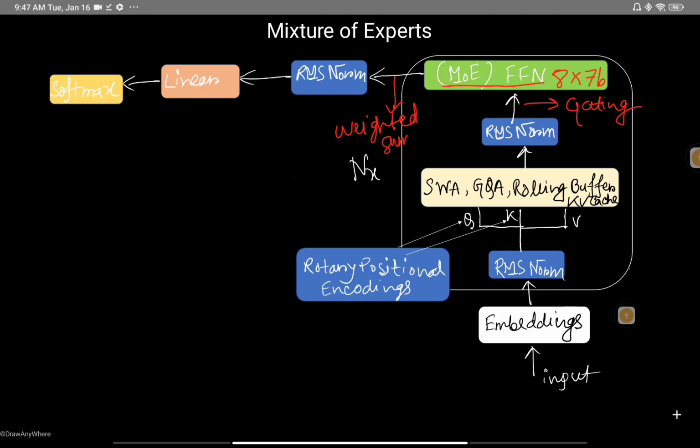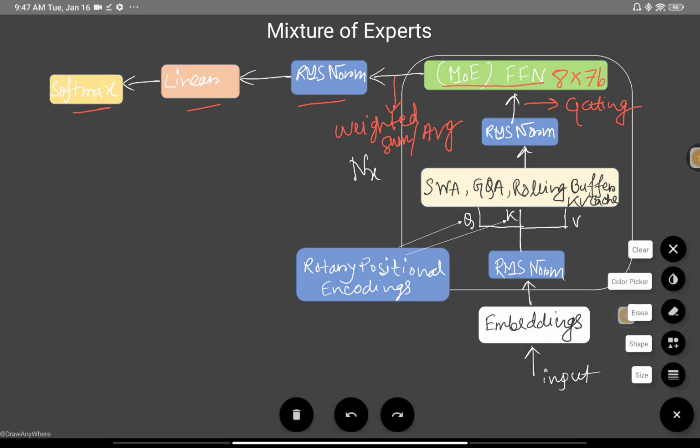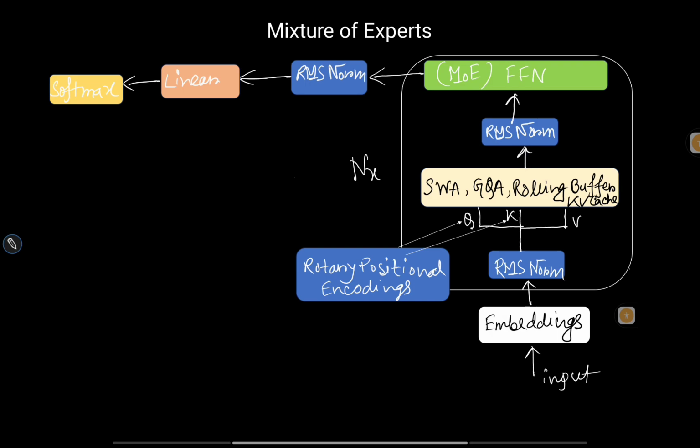This is actually a weighted sum or average, and then we produce the output, which again goes through an RMS layer, then it goes through a linear layer, which produces the logits for each of the tokens in the vocabulary. Then we take the softmax to select the particular token which is related to the input, right? So this is a high level architecture of the whole mixture of experts, and I have discussed each of these components in detail in this playlist. And if you want to understand the mixture of experts, this is the video where you should look.